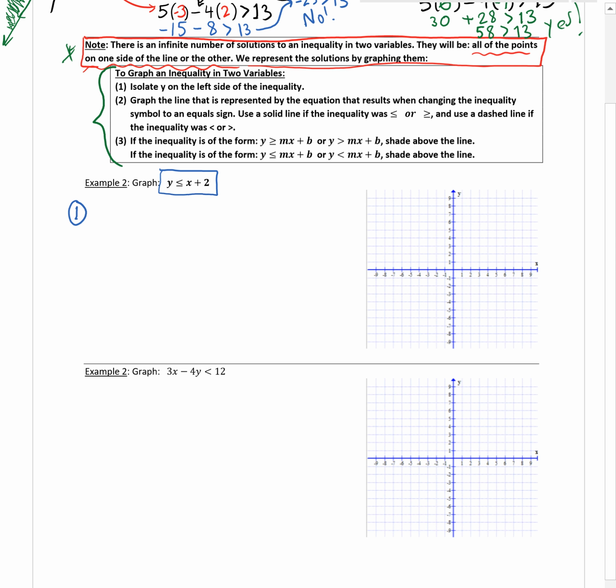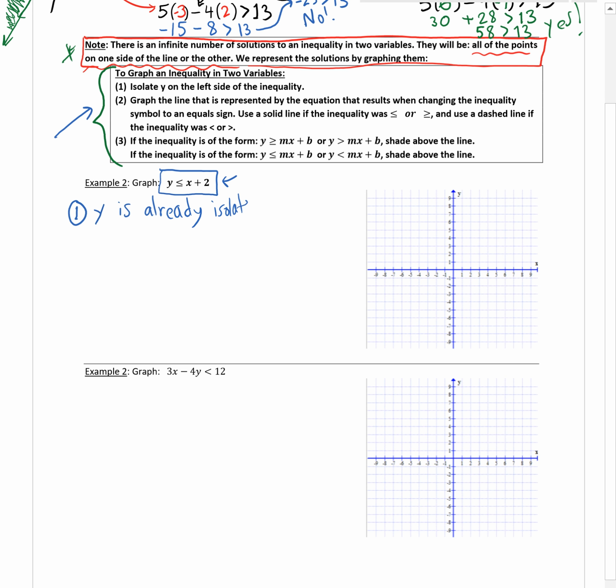The first step says you want to first isolate y on the left side of the inequality. But notice in our example, y less than or equal to x plus 2, y is already isolated for us. So we got kind of lucky. We don't have to do anything as far as the first step is concerned.